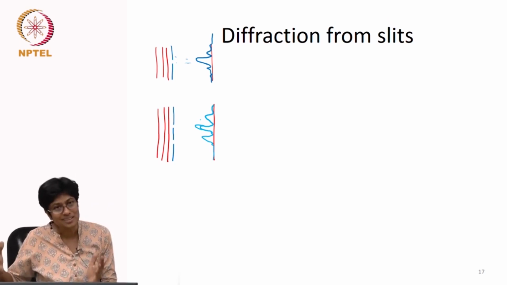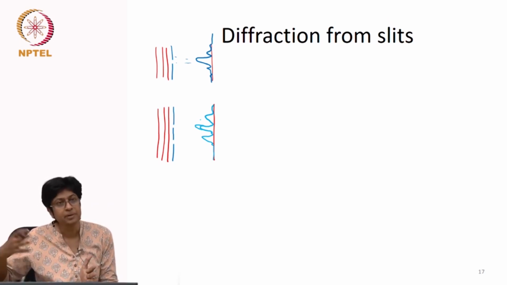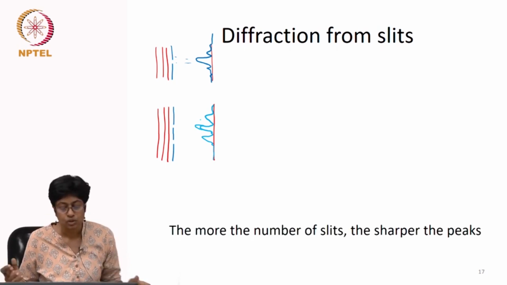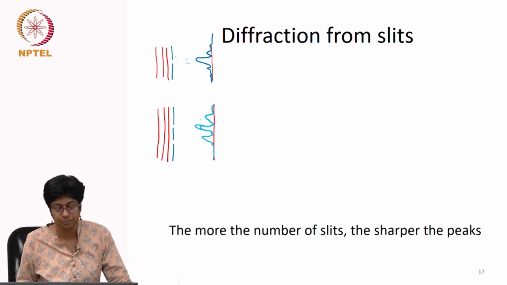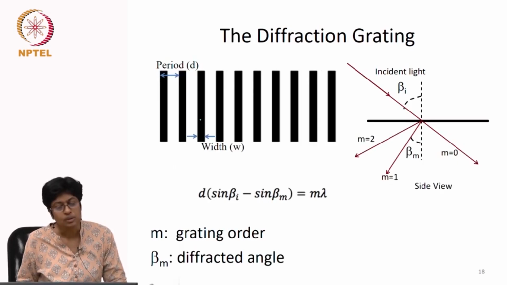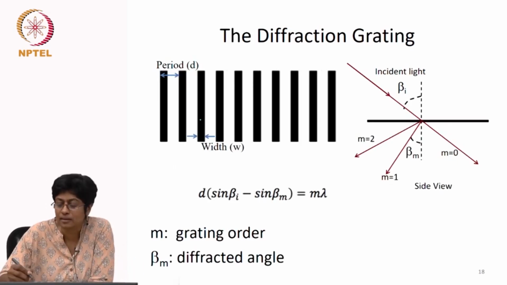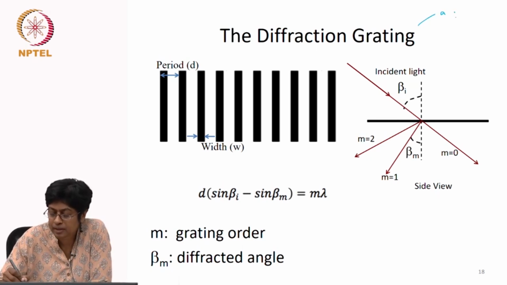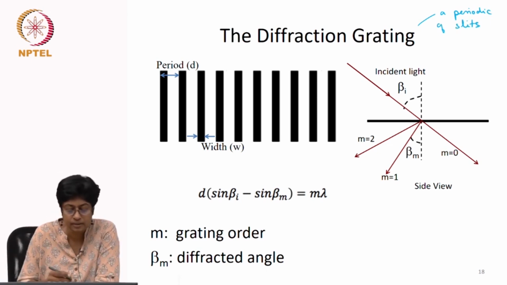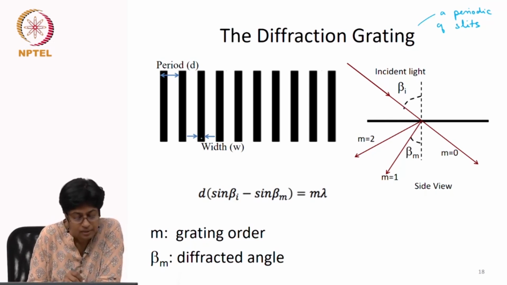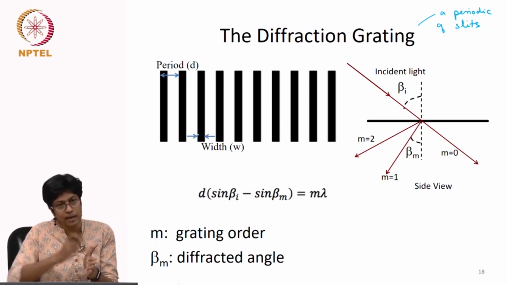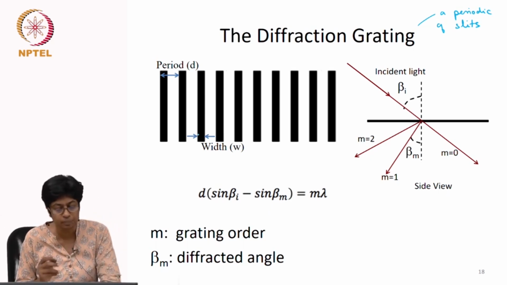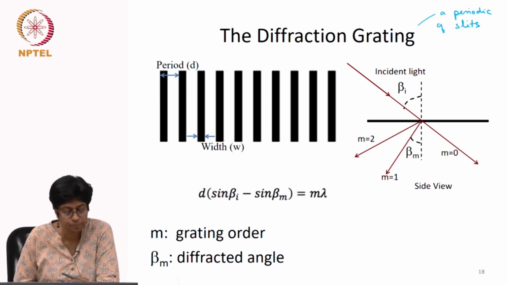As I go on increasing the number of slits, I get sharper and sharper peaks. So the more the slits, the sharper the peaks. And so a diffraction grating is nothing but a periodic collection of slits. What plays a role in the output light is the width of each of these apertures and the period, the spacing from one aperture to the next aperture. So these two parameters, W and D, are very important.